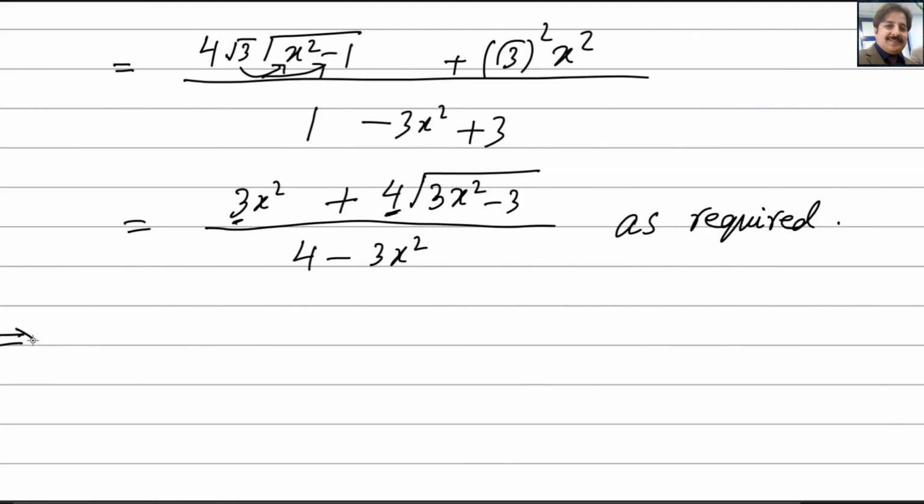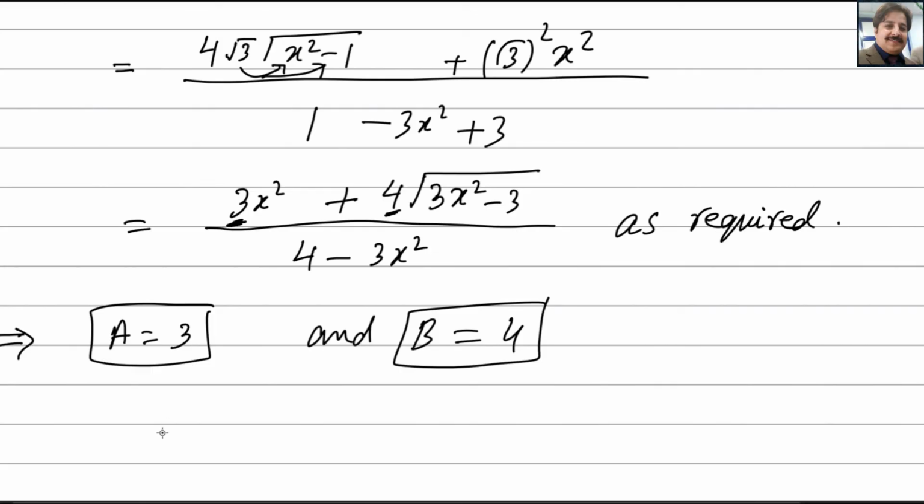This implies that the value of a will be 3, this 3, and b is 4. This is the last part of this exam, and question number 9 is done and the exam is done.